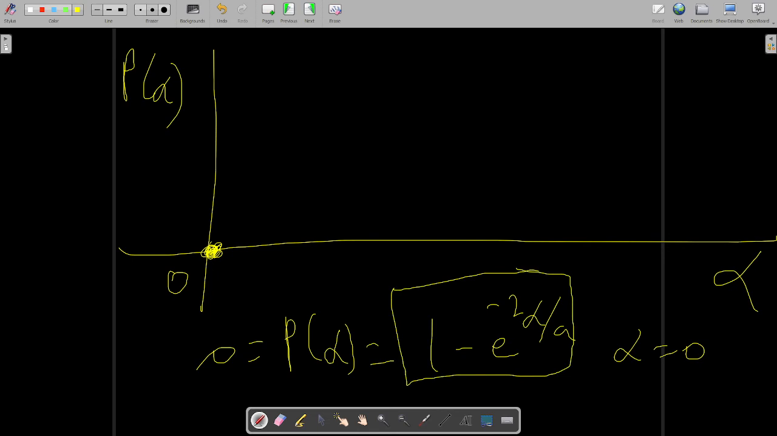Now I look at this expression. It clearly looks exponential. So I will put alpha equal to infinity, meaning a very large number over here.